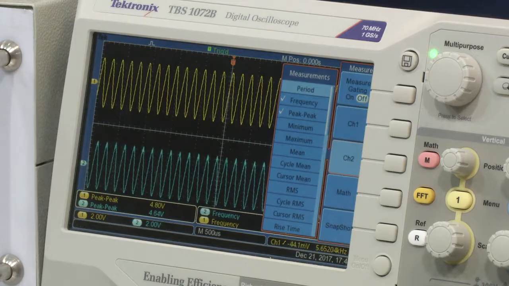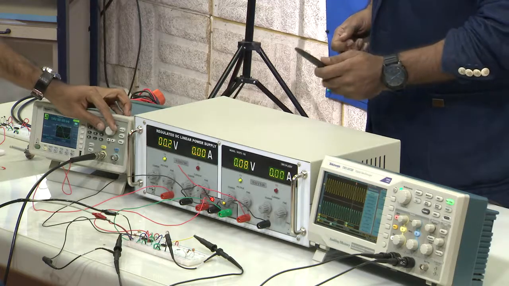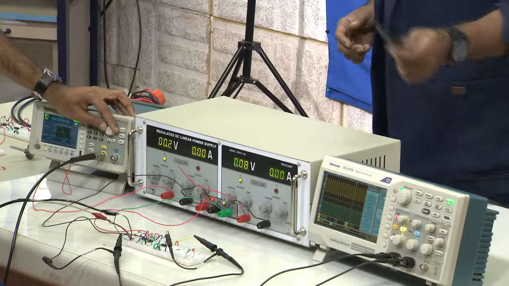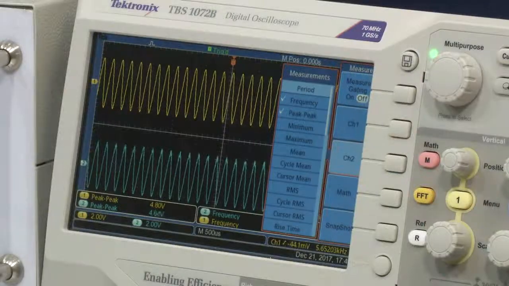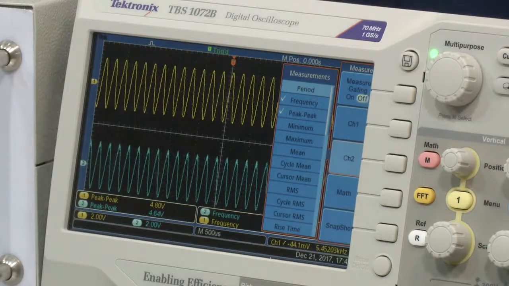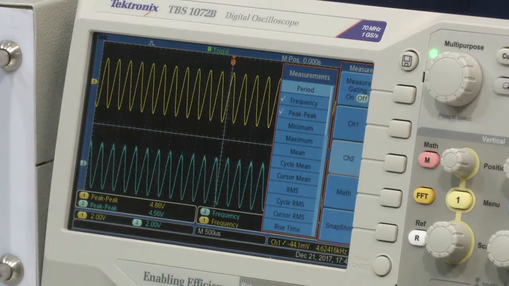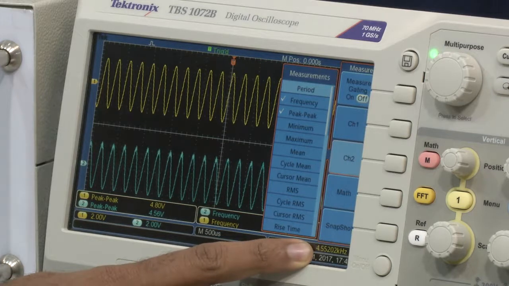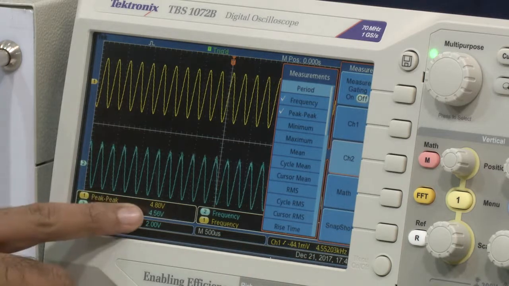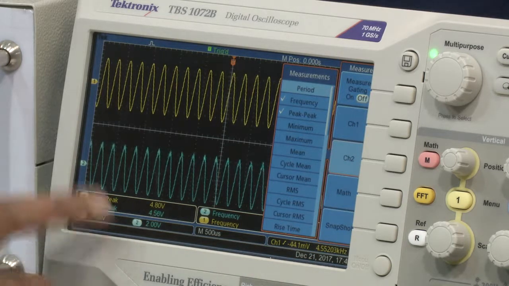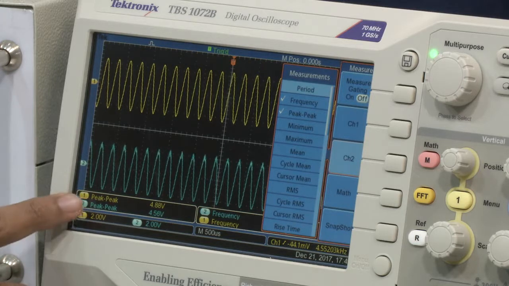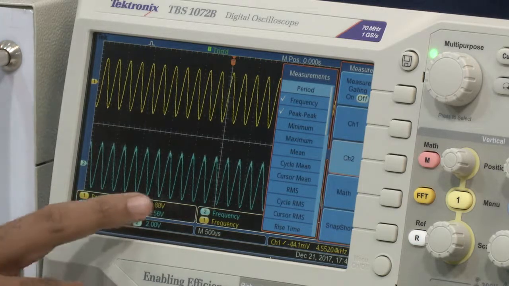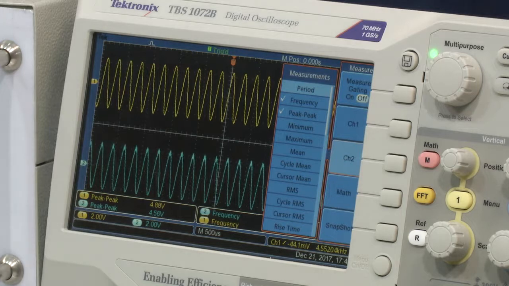Now we will decrease the frequency and look at the signal. Can you please show the oscilloscope once again? So you see on the oscilloscope, the frequency is right over there, and you have to see the peak to peak voltage at the output, which is this one. Two things you have to remember: frequency and peak to peak voltage. The yellow one is your input signal, the blue one is your output.